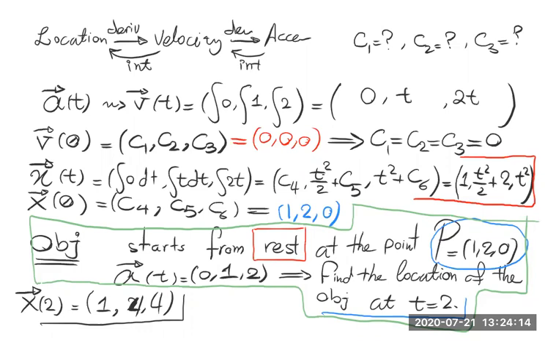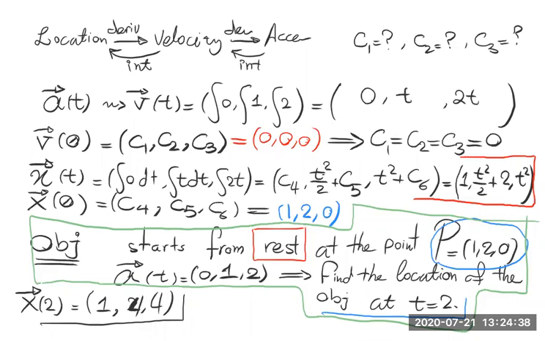Now I want to find these constants, c4, c5, c6. Again, I should look at the initial situation, the time t equals 0. When t is equal to 0, x would be equal to c4, 0 plus c5, 0 plus c6, which is simply c4, c5, c6.